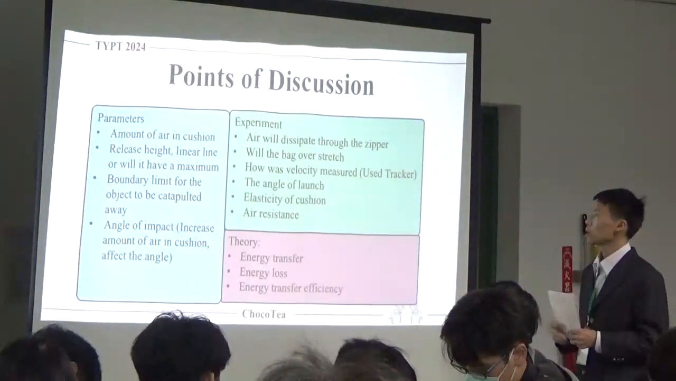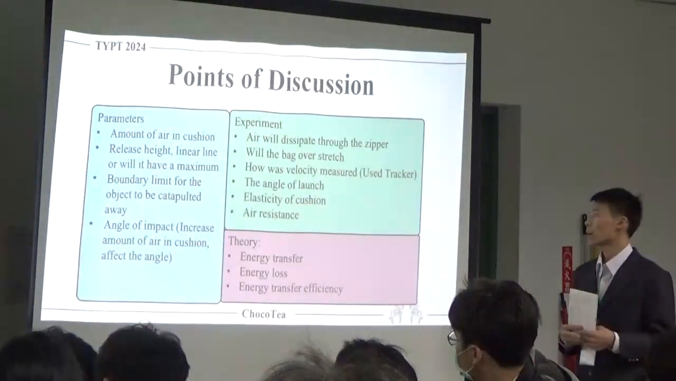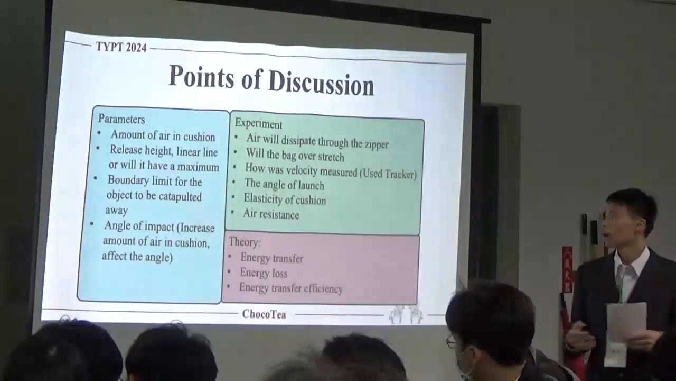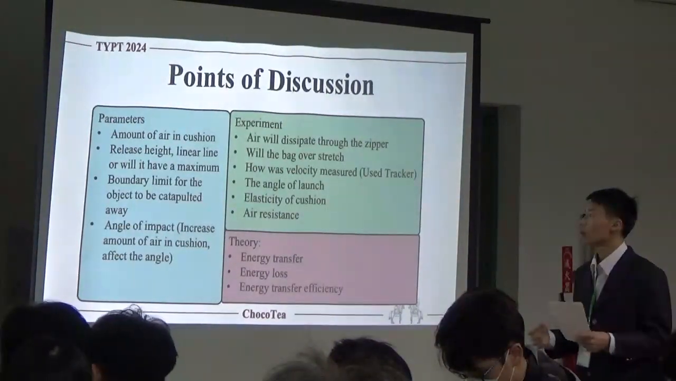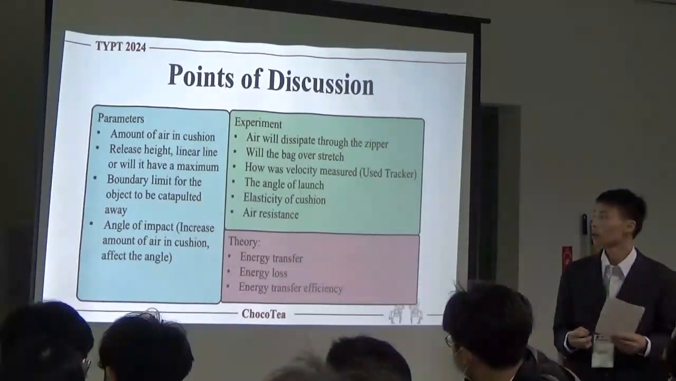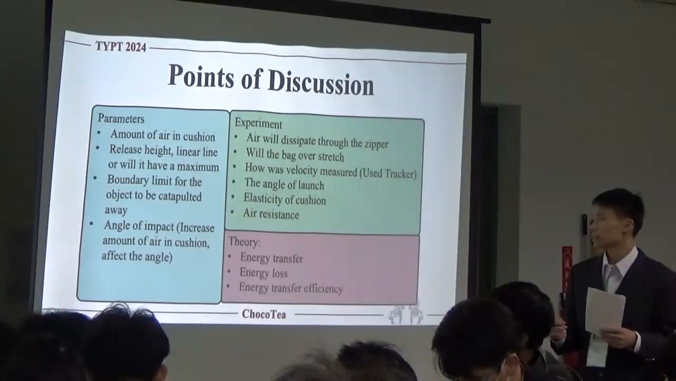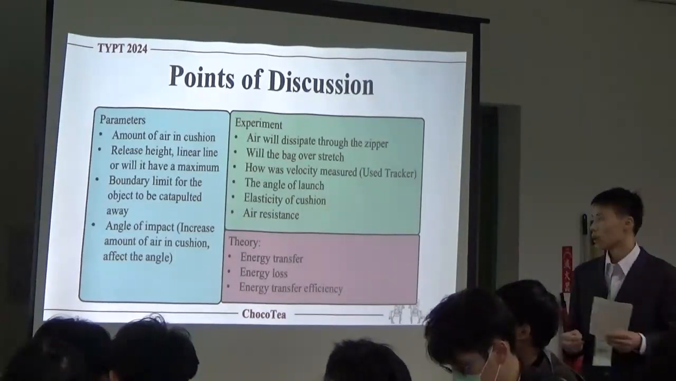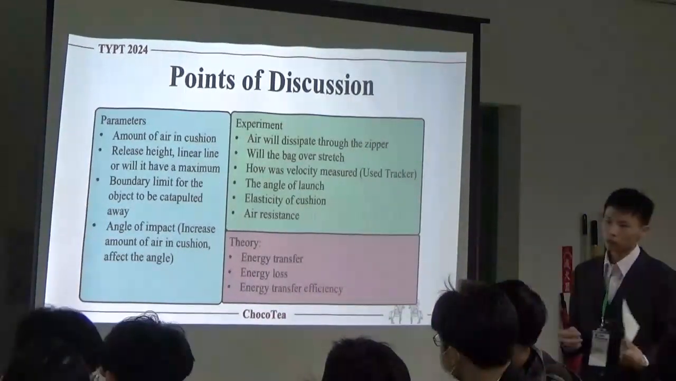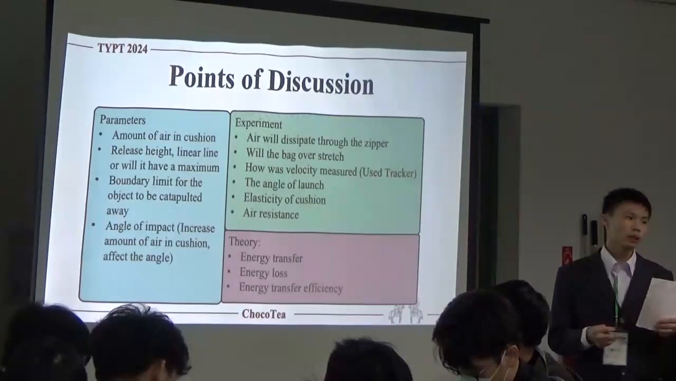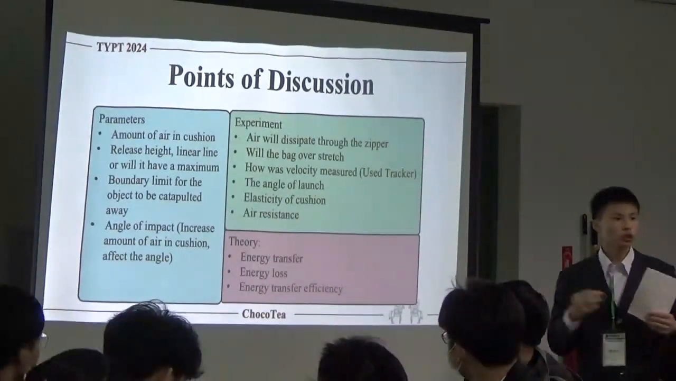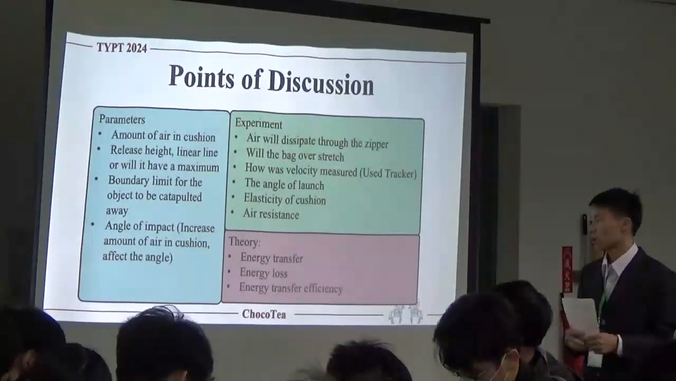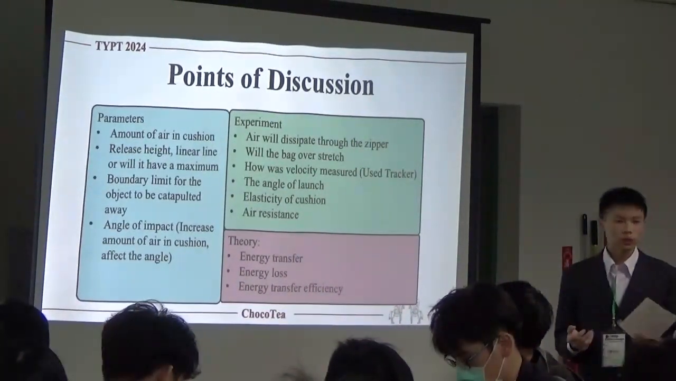And in the experiment, we want to ask if the air was dissipated through the zipper and will affect overstretching. And how was the velocity measured? And the angle of the launch, elasticity of the cushion or Young's modulus, and air resistance. And in the theory part, we want to ask about energy transfer, which they just mentioned in terms of the wave. So how does it transfer, and is there any decay of the energy? And the energy loss, and the energy transfer efficiency.